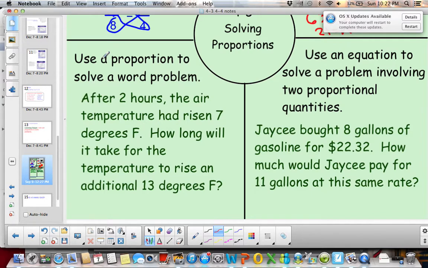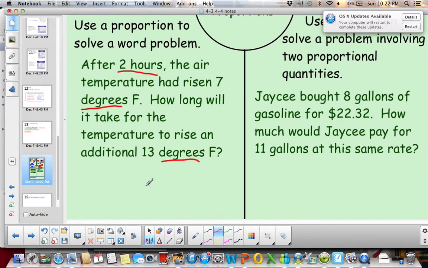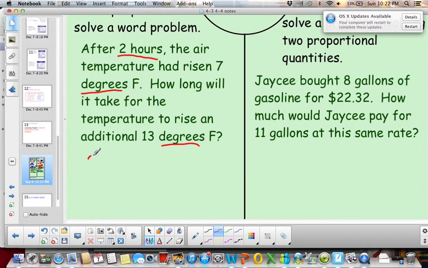Okay, so if we're given a word problem and we need to set up our proportion, this is how we would do that. After 2 hours, the air temperature had risen 7 degrees Fahrenheit. How long will it take for the temperature to rise an additional 13 degrees Fahrenheit? So we know that we have hours, and we have degrees, and we have degrees. So 2 hours, it rose 7 degrees.